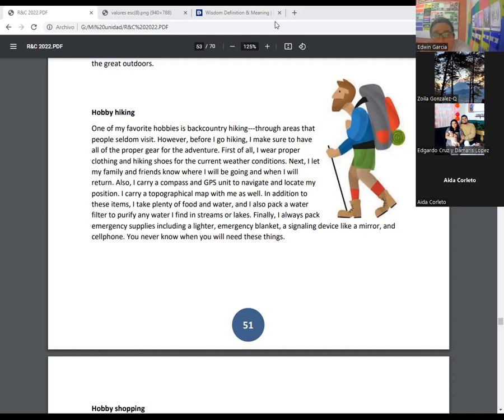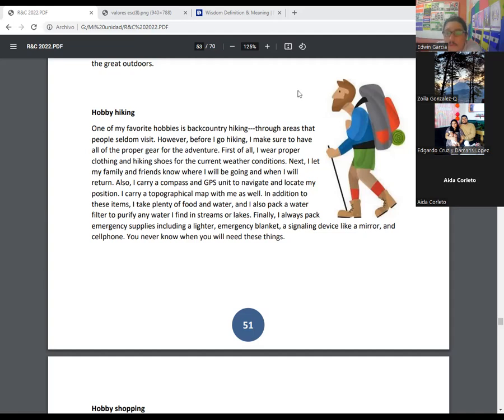In addition to these items, I take plenty of food and water. And I also pack a water filter to purify any water I find in streams or lakes. Finally, I always pack emergency supplies, including a lighter, emergency blankets, and a signaling device like a mirror and cell phone. You never know when you will need these things.